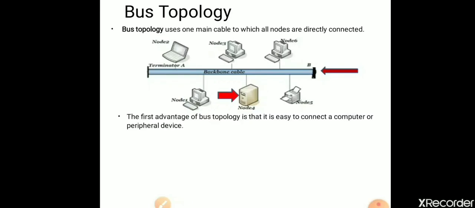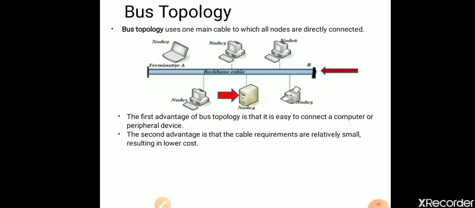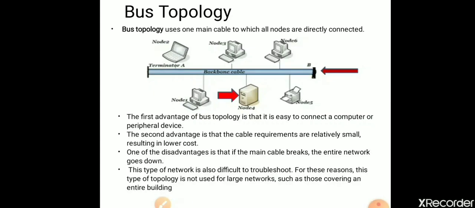The first advantage of bus topology is that it is easy to connect a computer or a peripheral device. The second advantage is that the cable requirements are relatively small, thus resulting in a very low cost. The main disadvantage is that if the center main cable, that is the backbone cable, breaks, the entire network will go down. This type of network is also very difficult to troubleshoot. For these reasons, bus topology cannot be used for large networks such as those covering an entire building.